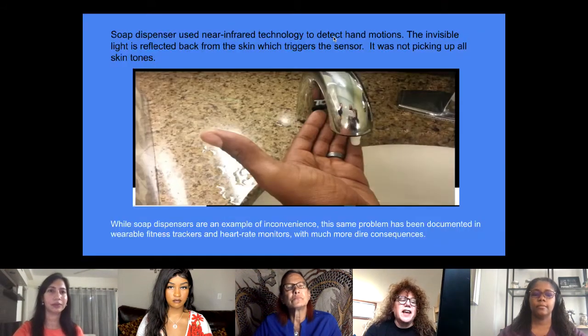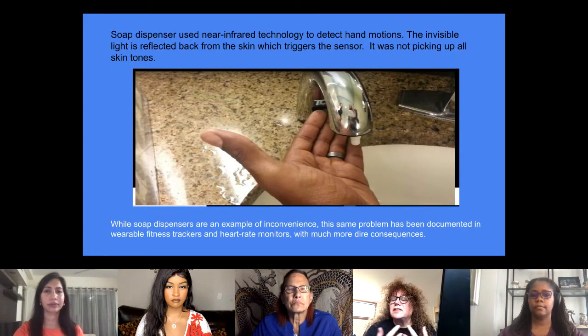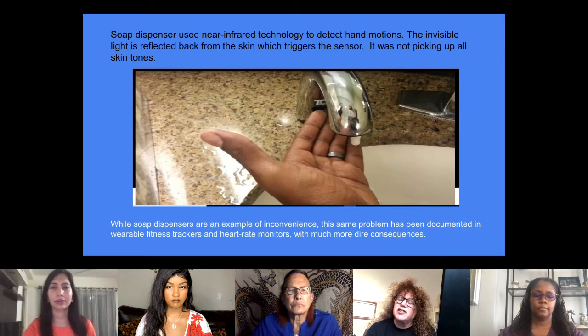So I'll skip a few decades and come a little more current with a well-known story about hand soap dispensers. They use near infrared technology to detect hand motions, and the invisible light is reflected back from the skin and triggers the sensor. But it was not picking up all skin tones. And while soap dispensers are an example of an inconvenience, the same problem has also been documented in fitness trackers and heart rate monitors, and there are much more dire consequences to those things not catching this. Next, please.